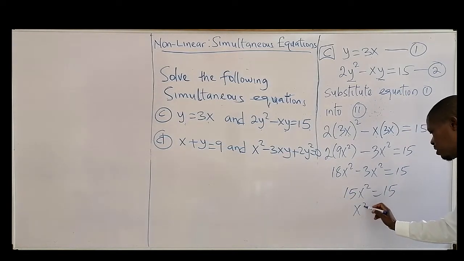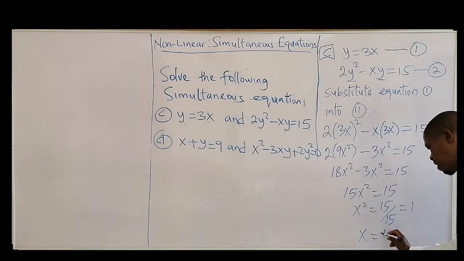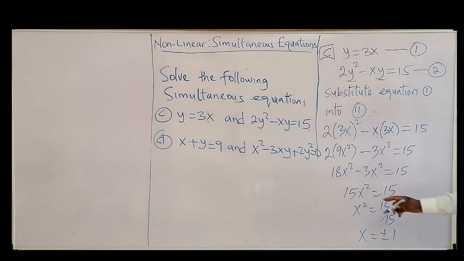So x squared is equal to what? 15 over 15. That's 1. So x is plus or minus 1. When you take the square root of both sides of x squared equal to 1, you have plus or minus 1 for your x value.